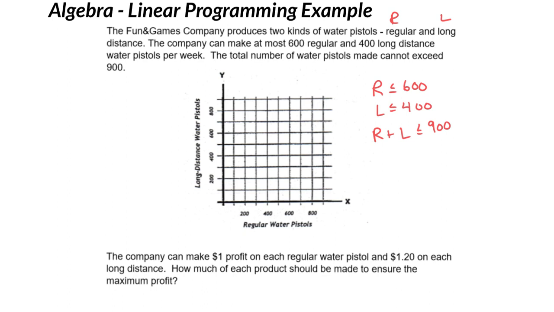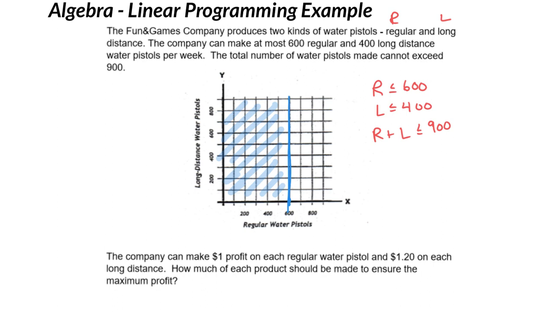The next thing I want to do is graph these equations. It'll help me figure out the region of possible outcomes. So let's start with regulars less than or equal to 600. You can see I've chosen to put long distance on the y, regular on the x. Absolutely no problem in switching that. So I'm going to come to 600, draw a vertical line at 600, and since it's less than, I'm going to shade all of the stuff over here that's less than 600.